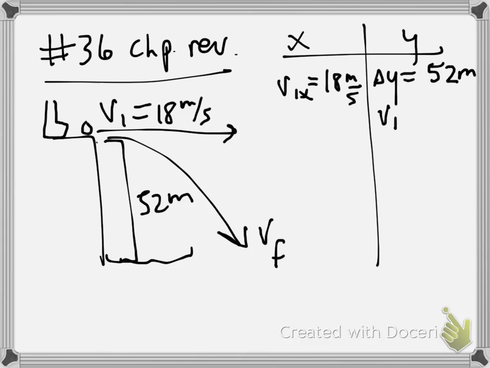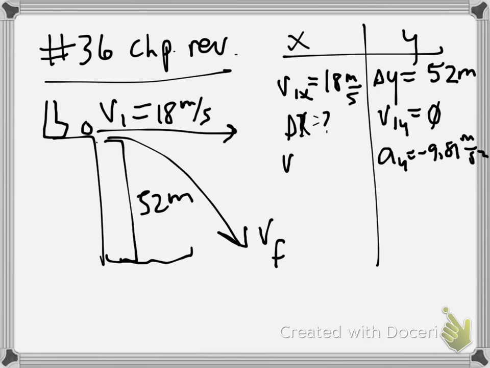And the VIY is 0. Acceleration on the Y is -9.81 meters per second squared. We don't know what delta X is. We don't necessarily have a good way to find it. So let's see, we also know that VFX is going to be the same. It's going to be 18 meters per second.